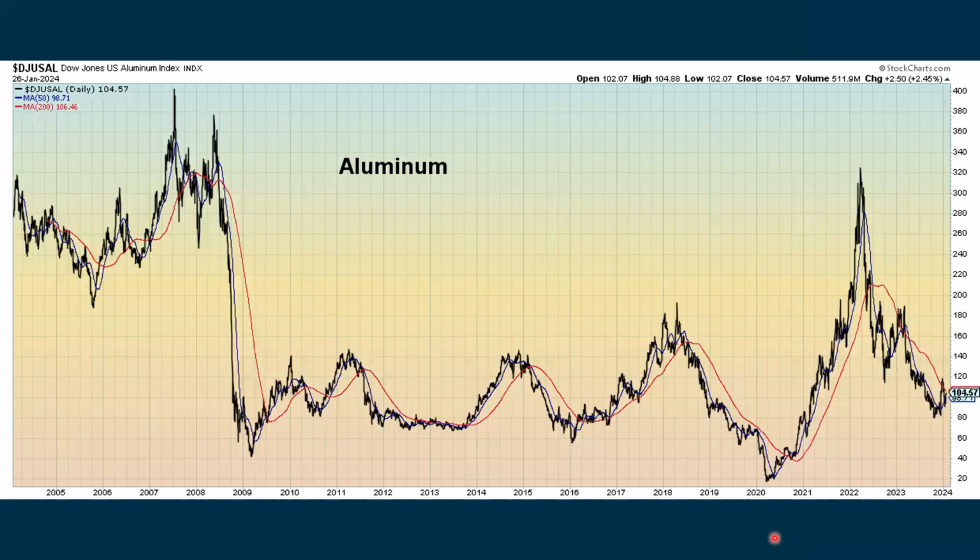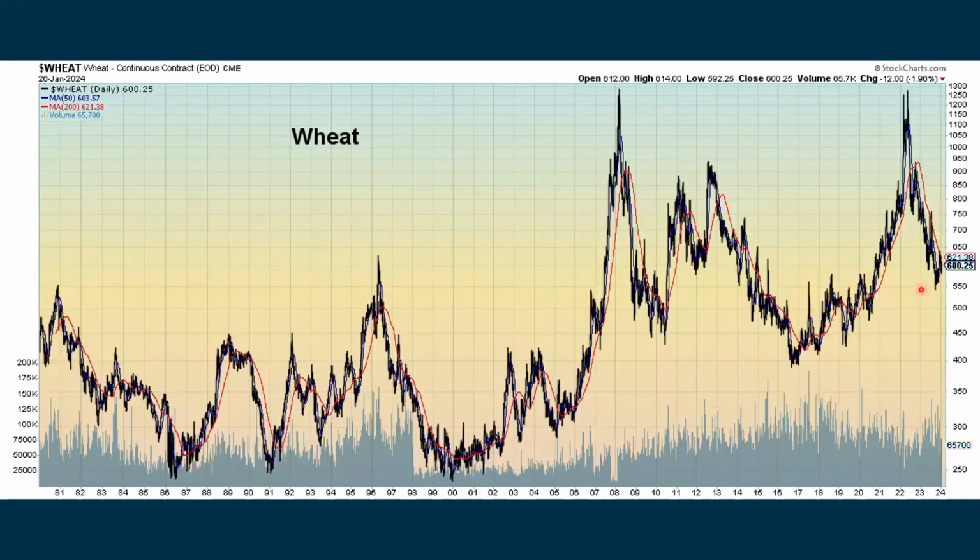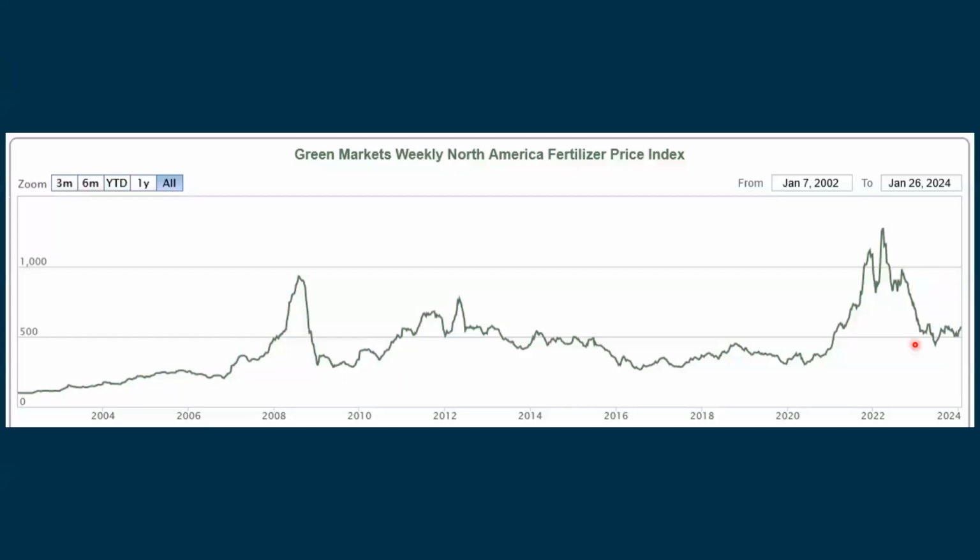Some other markets that we don't trade, not necessarily active in, but we want to keep an eye on them anyway. The first one is aluminum, which continues to be in a downtrend, even though it's been bouncing back up lately. Corn continues to be in a downtrend. Wheat is also in a downtrend. It bounced up, but now is starting to come back down.